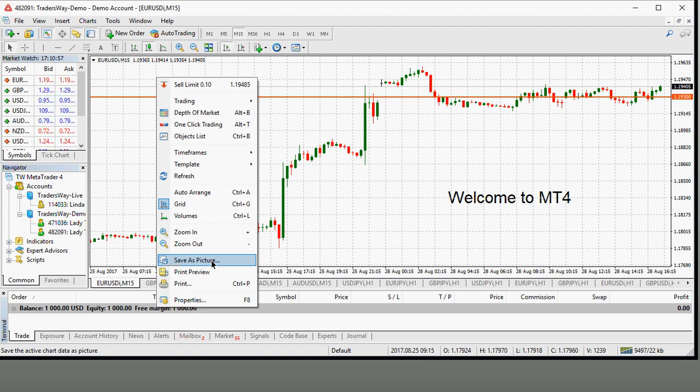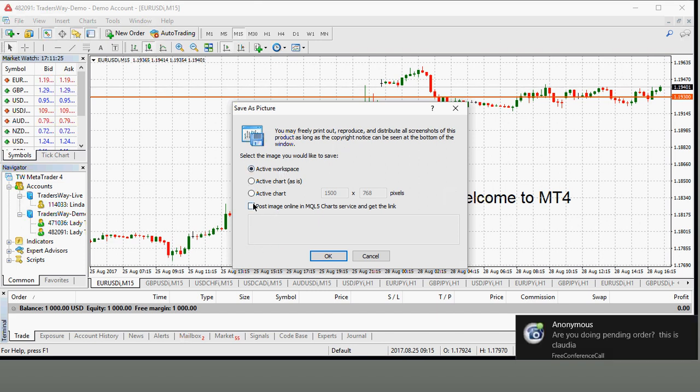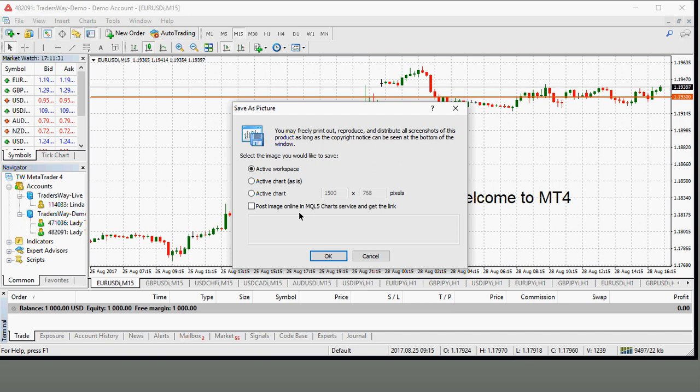We talked about only submitting screenshots as your assignments. Once you get into prep school, we will be using Discus for all of our homework and all of our submissions. So in order to submit things in Discus, you either have the option of writing or you have the option of inputting pictures. So when you go and you save as picture, make sure that you are saving your active workspace. Take the check mark out of your post image online. This is so that you get an actual photo versus the link that some of you guys were getting.